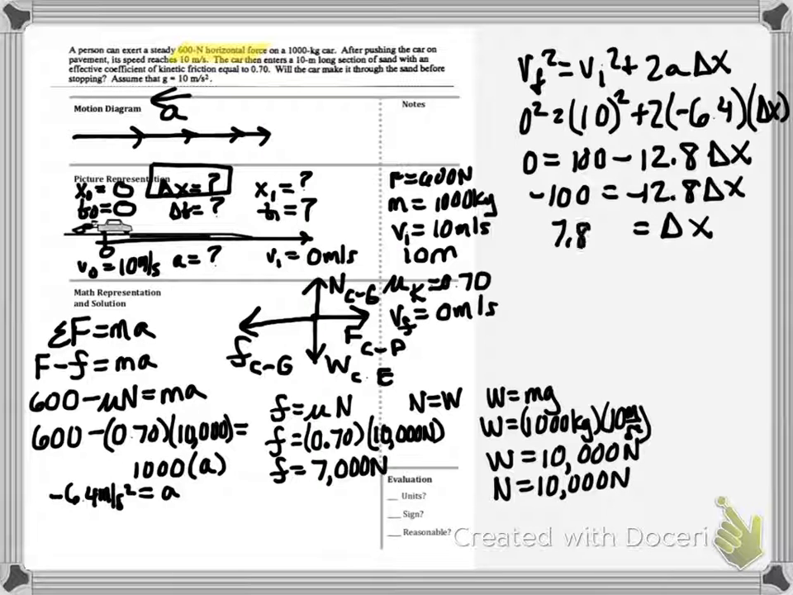Okay, so I get that delta x is a positive number. That makes sense because my motion diagram showed my object going to the right. And I get 7.8. So does he make it through the sand? No, because he comes to a stop after 7.8 meters, and the sand is 10 meters long.